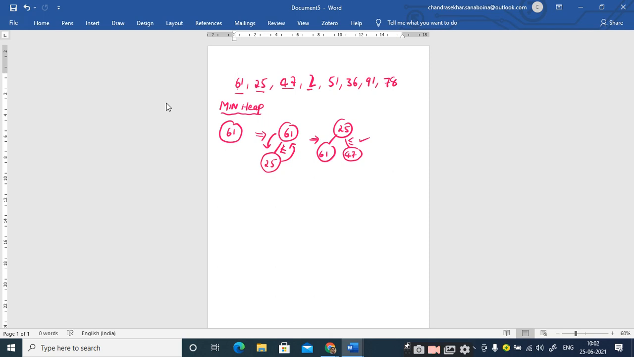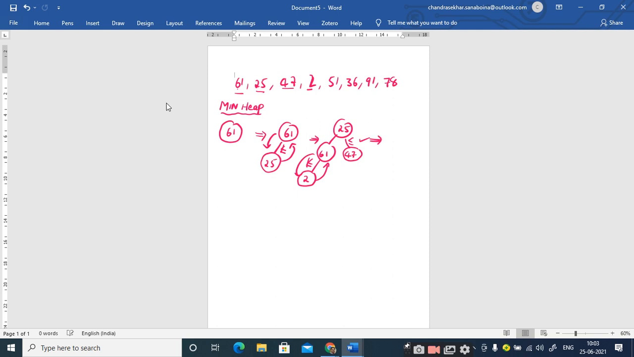You add 2. Where should I add 2 according to the shape property? To the left child of 61. Now you should check the heap property. The heap property says that the root node should be less than or equal to the child node, but this is not satisfied, therefore you make a swap operation here.